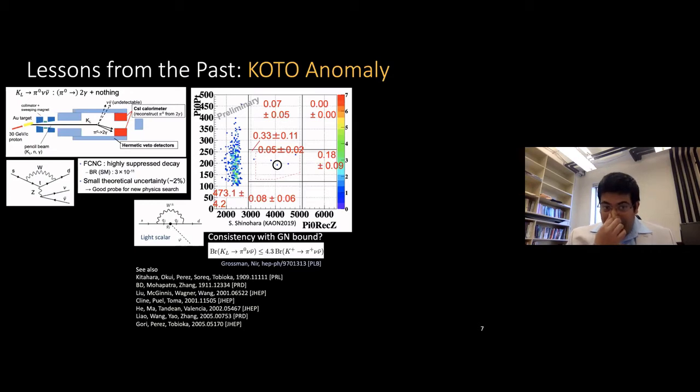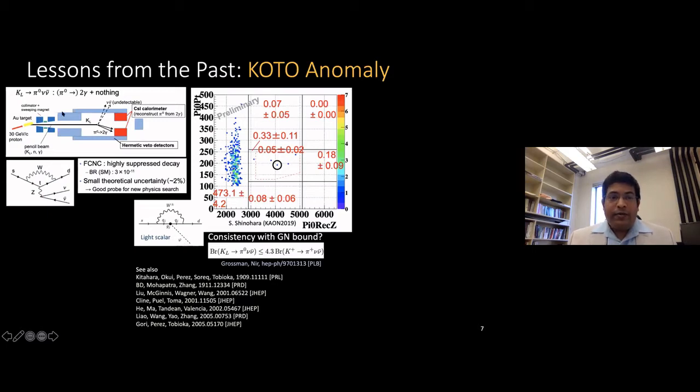One of the particularly interesting ones is to consider a light scalar. If you consider a generic singlet scalar, it mixes with the Higgs boson, and then the Higgs, of course, couples to the standard model quarks. Through this, you can couple this light scalar to the quark line. And if the mixing is small, then this scalar will be long-lived.